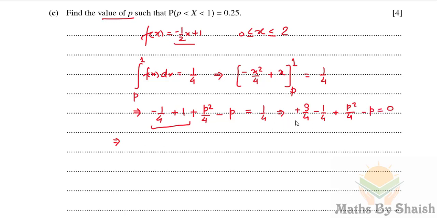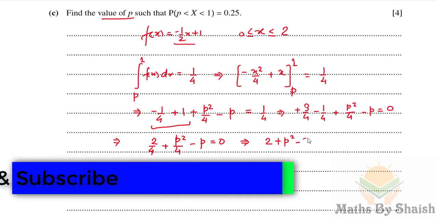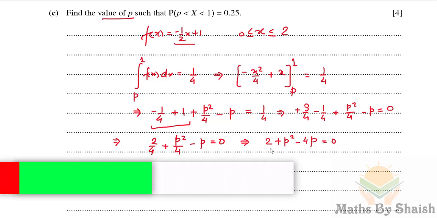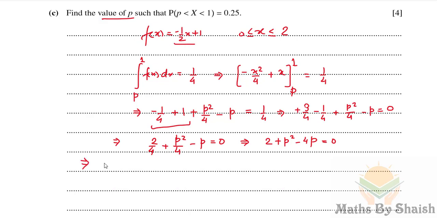So ultimately we got 2 by 4 plus p squared by 4 minus p equals 0. We can cancel 2 by 4, but it's not required because we are going to remove 4 from the denominator. We have denominator 4 everywhere, so we multiply by 4 everywhere and get 2 plus p squared minus 4p equals 0. So we can make a quadratic equation in p in standard form: p squared minus 4p plus 2 equals 0.